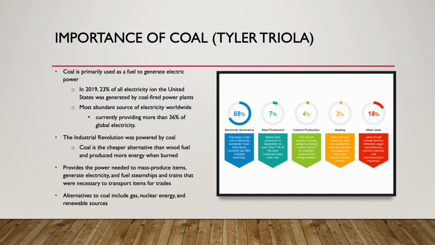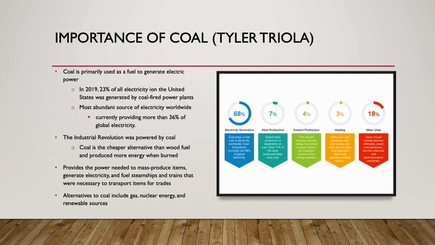To start off, the Industrial Revolution was what started off the coal process. Everything was powered by coal: trains, railroads, boats, just a lot of uses during the Industrial Revolution. It started off the production of coal and made it more important. Also, coal provides the power needed to mass produce items, generate electricity, and fuel steamships and trains that were necessary to transport items for trade. This goes back to the Industrial Revolution, when it was more prominent in use. It's gone down throughout the years, but was more prominent back then.